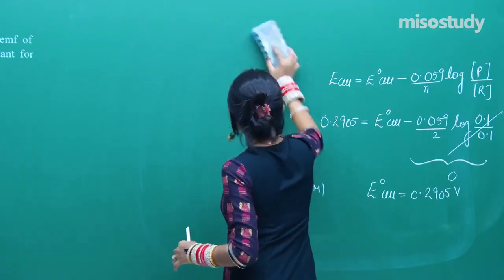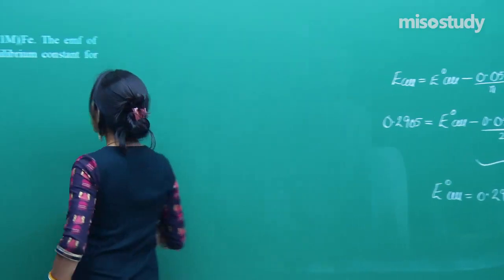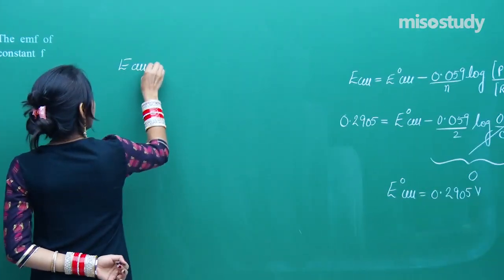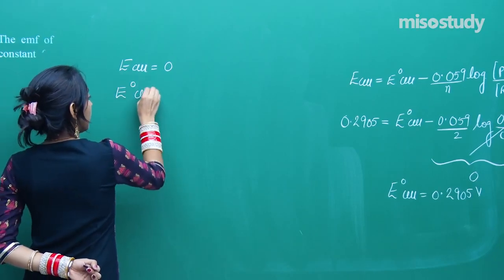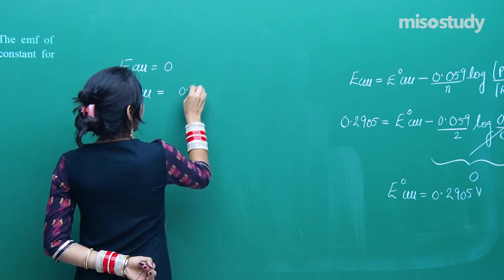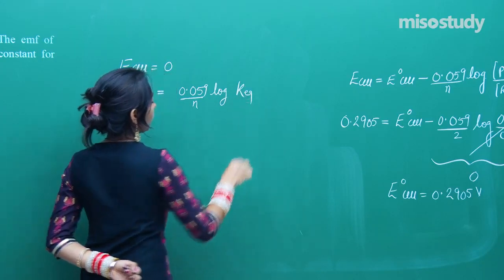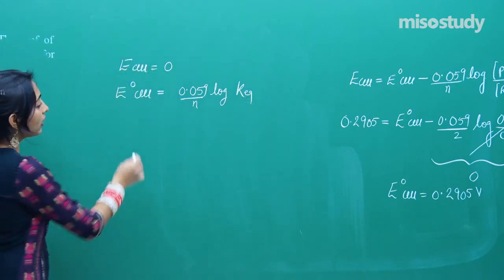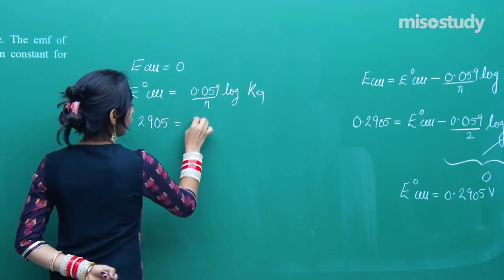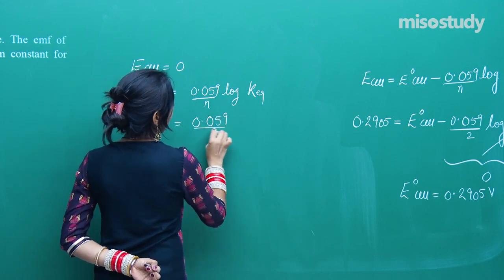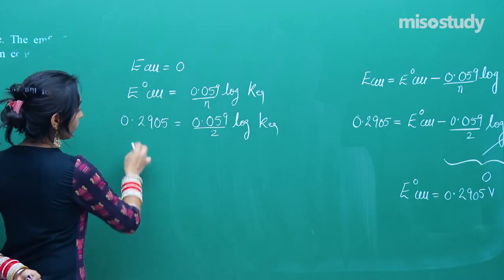The second part of my question was to calculate the K equilibrium. So when I say that the reaction is in equilibrium, I will say that the E cell will be 0, right? And the E naught cell will be 0.059 by n log of K equilibrium, right? So this is what is the final answer. So E naught cell 0.2905 is equal to 0.059 by 2 log of K equilibrium. Am I right? Then take everything to the left hand side.